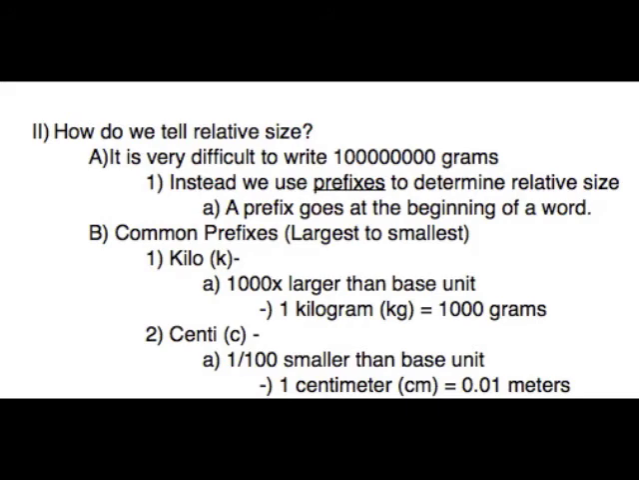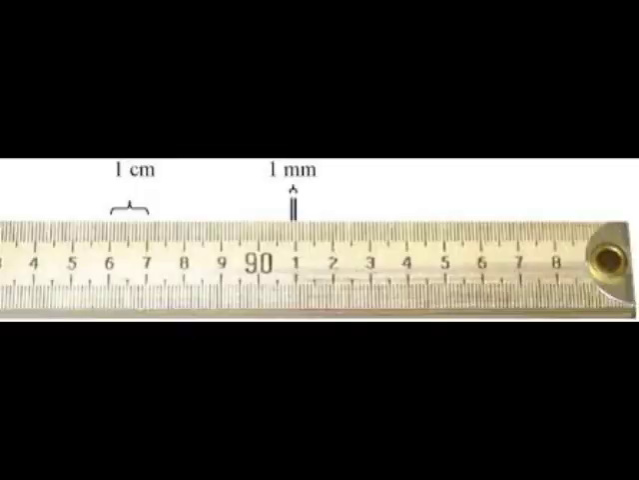Centi is 1/100th smaller than the base unit. 1 centimeter equals 0.01 meters. As you can see by the end of this meter stick, while the entire stick is 1 meter, the numbers on the marks represent 1 centimeter. The little tiny numbers represent milli, which we will see next.